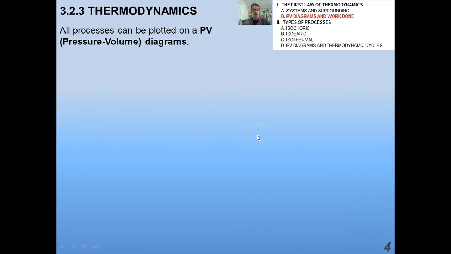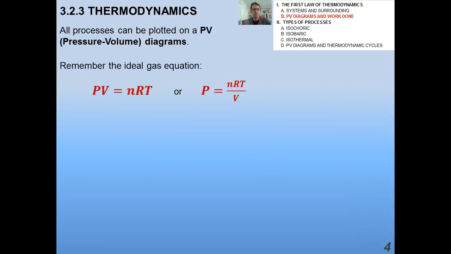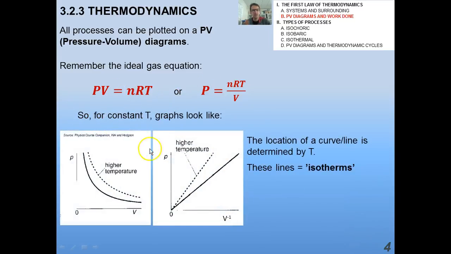Okay, now all processes can be plotted on what we call PV diagrams, which are pressure against volume diagrams. You're going to see these a lot. This is kind of the standard in chemistry and physics dealing with thermodynamics. Remember the ideal gas equation? PV equals nRT. So for a constant T, the graphs look like this. Remember, PV is an inverse, 1 over relationship. P against 1 over V would be linear.